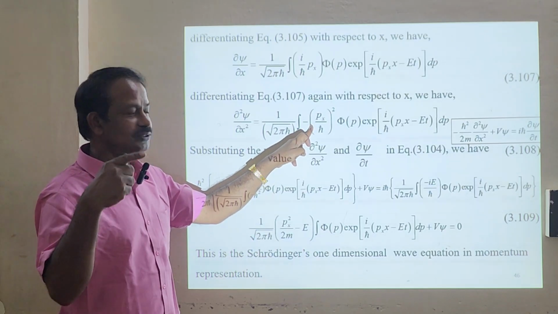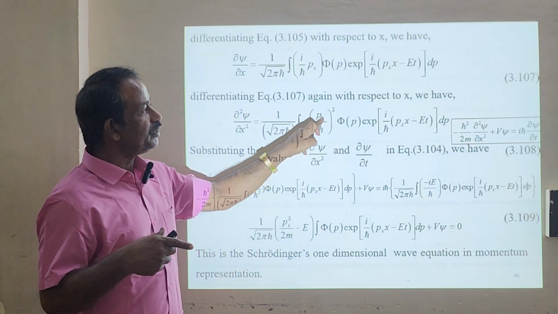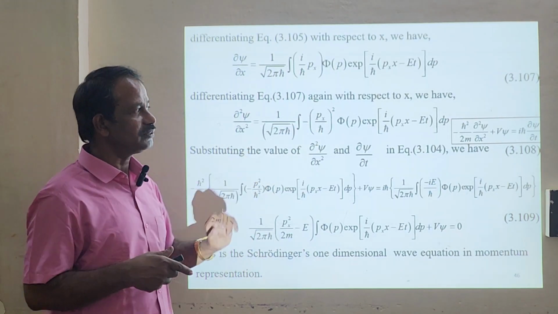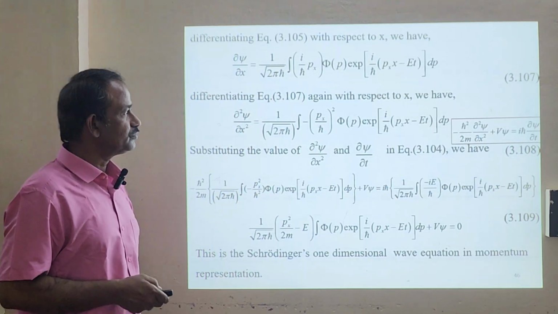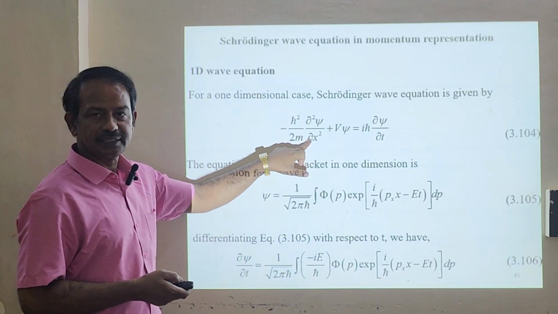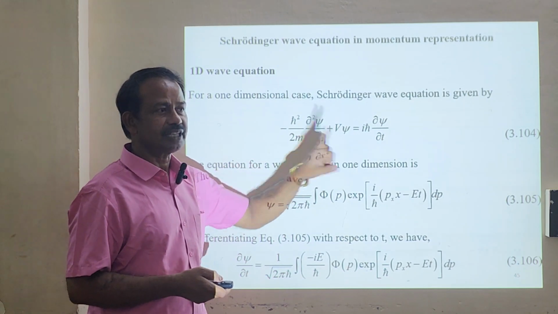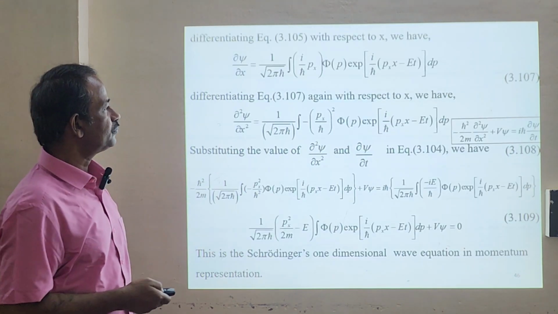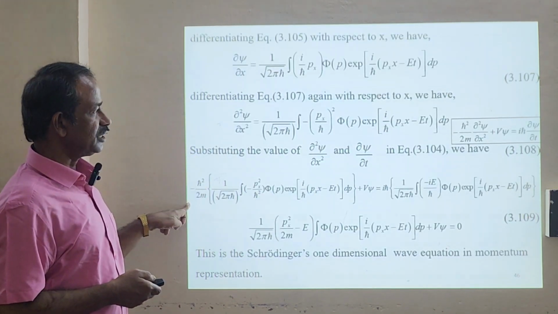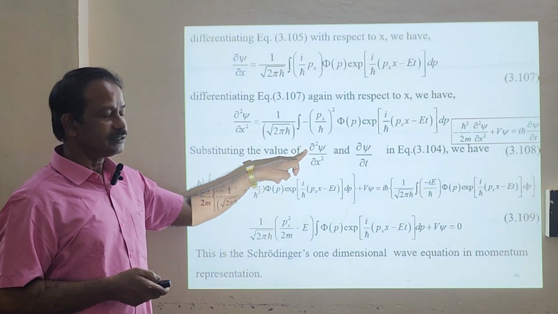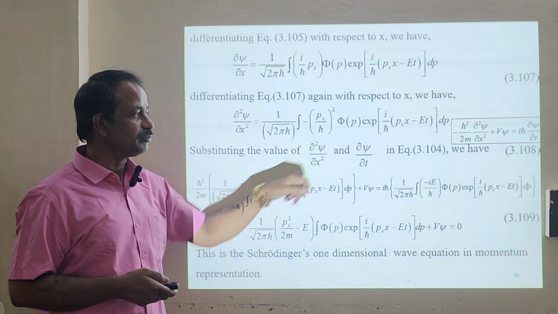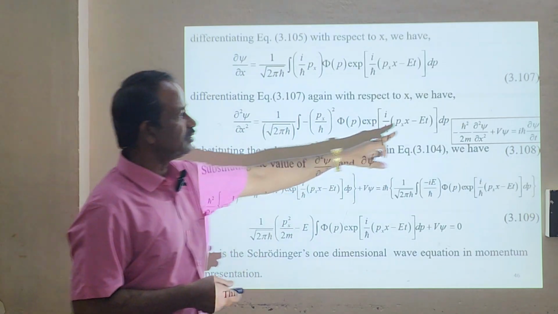So i squared, minus 1, will be there. You will have minus sign, px by h bar whole squared. Is it okay? Remaining terms will be like this. So we have differentiated this, and we have differentiated with respect to time t only once. Just substitute. We are going to substitute for d squared psi by dx squared and d psi by dt. So this is the equation.